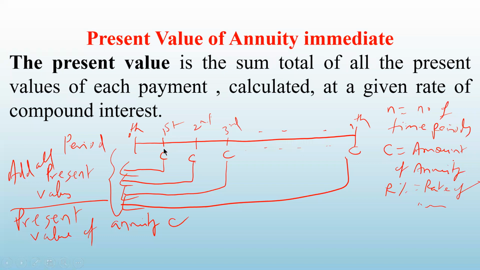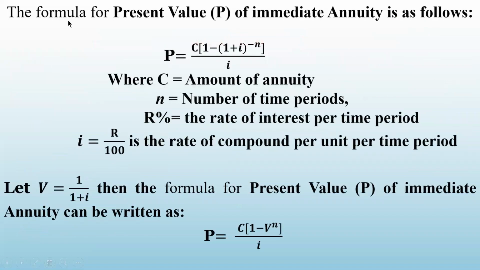You take present value of each of the installments. To calculate the present value of this C, n will be 1. For calculating the second installment, n will be 2, and so on. You know what is the formula to calculate the present value. It is A divided by (1 plus R upon 100) raised to power n. So in this way, you will calculate the present value of all these installments, and when you add them, you will arrive at the present value of the annuity C. So the formula is given by this.